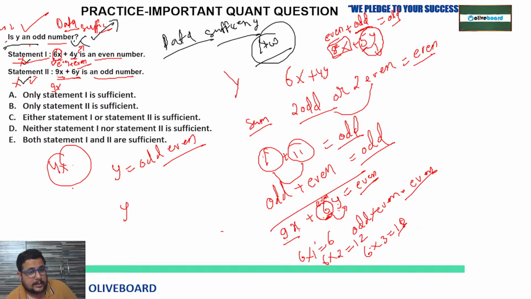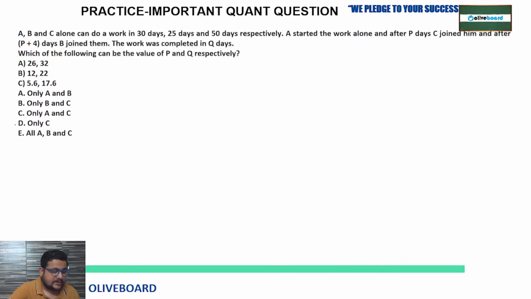But here in the question it is not. We are not sure about it. So statements 1 and 2 are both not sufficient to answer, even together or alone. So we can say neither statement 1 nor statement 2 is sufficient to answer this.